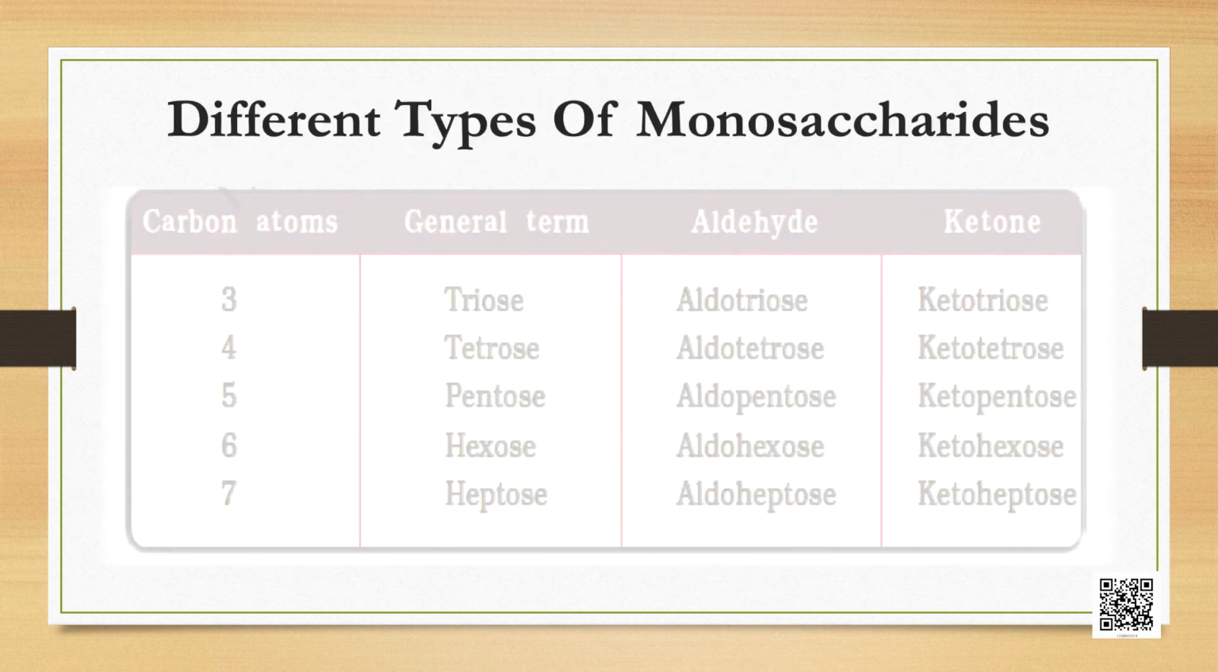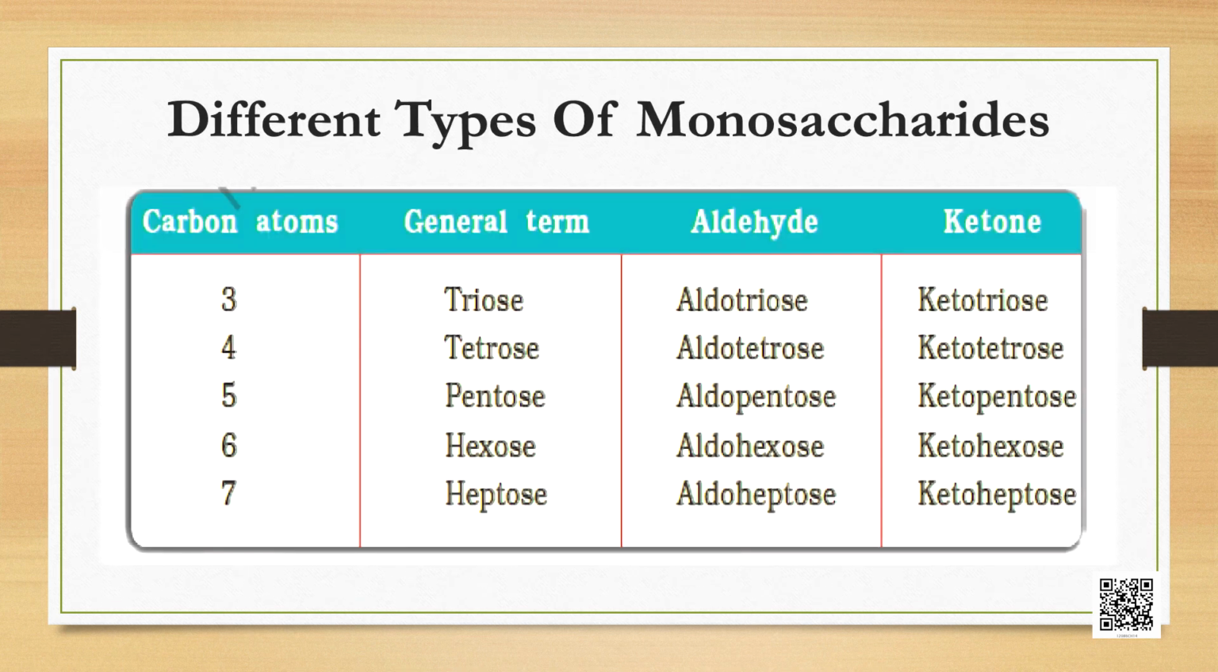Monosaccharides are further classified on the basis of number of carbon atoms and the functional group present in them. If a monosaccharide contains an aldehyde group, it is known as an aldose, and if it contains a keto group, it is known as a ketose. Different types of monosaccharides are shown on your screen. Glucose occurs freely in nature as well as in the combined form. It is present in sweet fruits and honey.